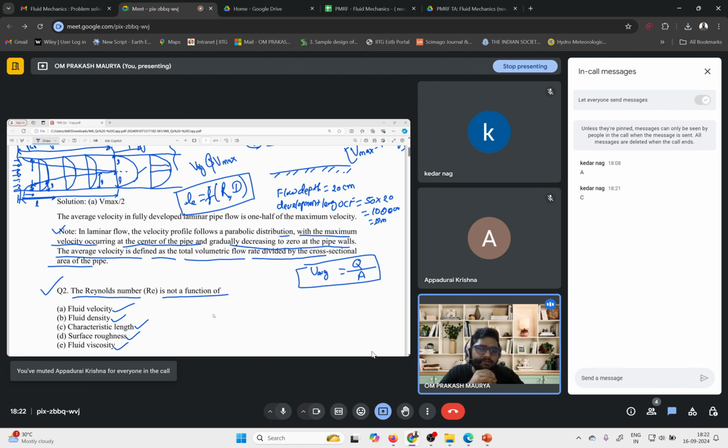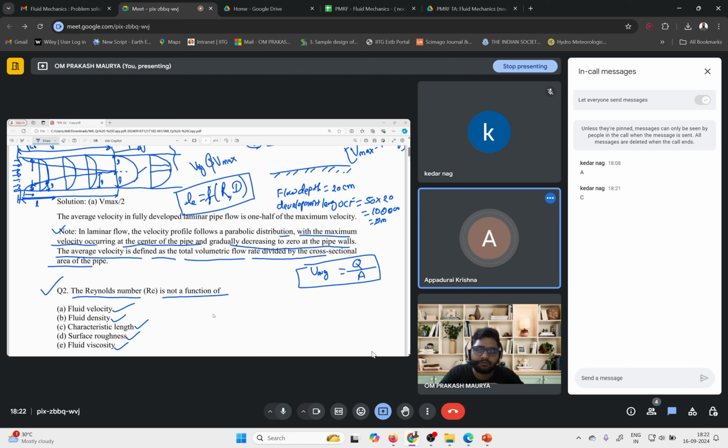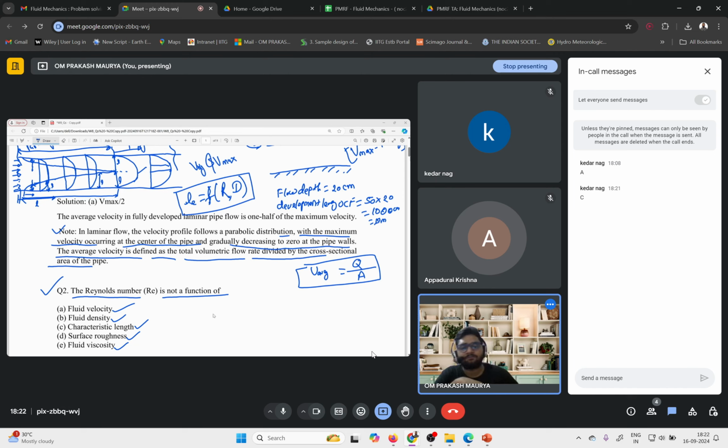So Kedar is telling option C. Okay. Krishna, if you want to give your answer, you can write in the chat box. Okay, surface roughness. Yes, you can open your mic and tell, or otherwise write in the chat box. Both options are available, no problem. Okay, so let me discuss.